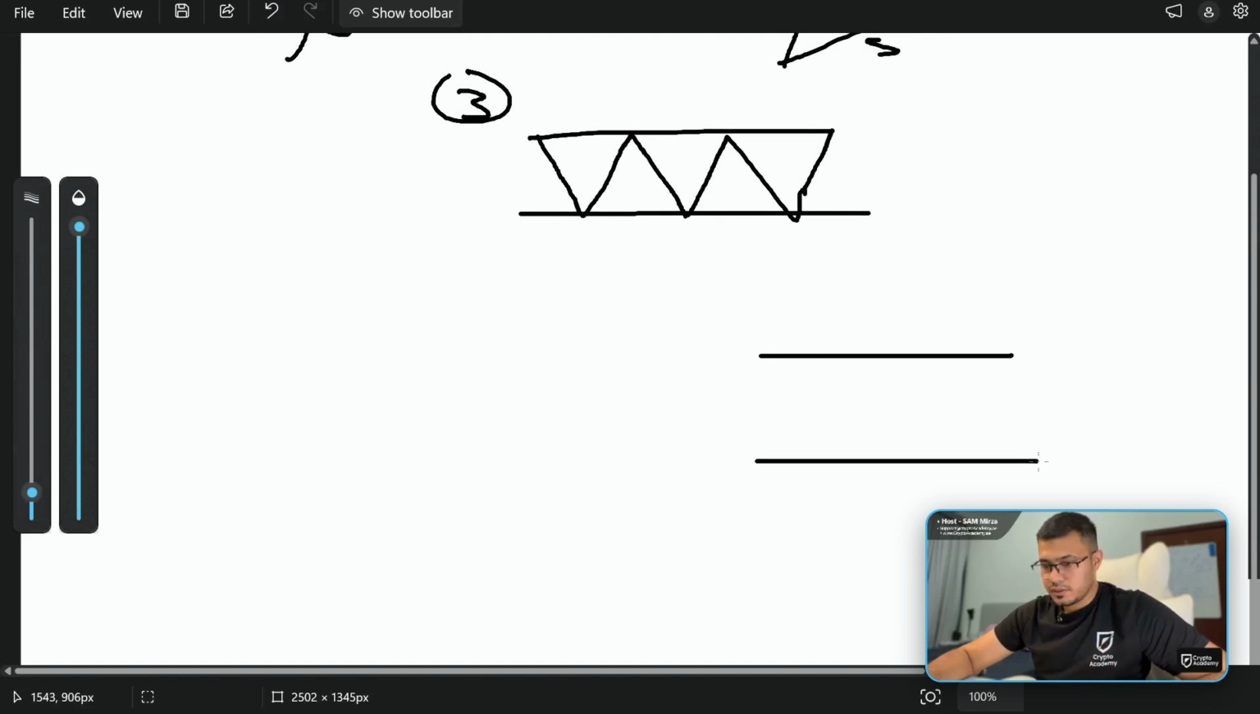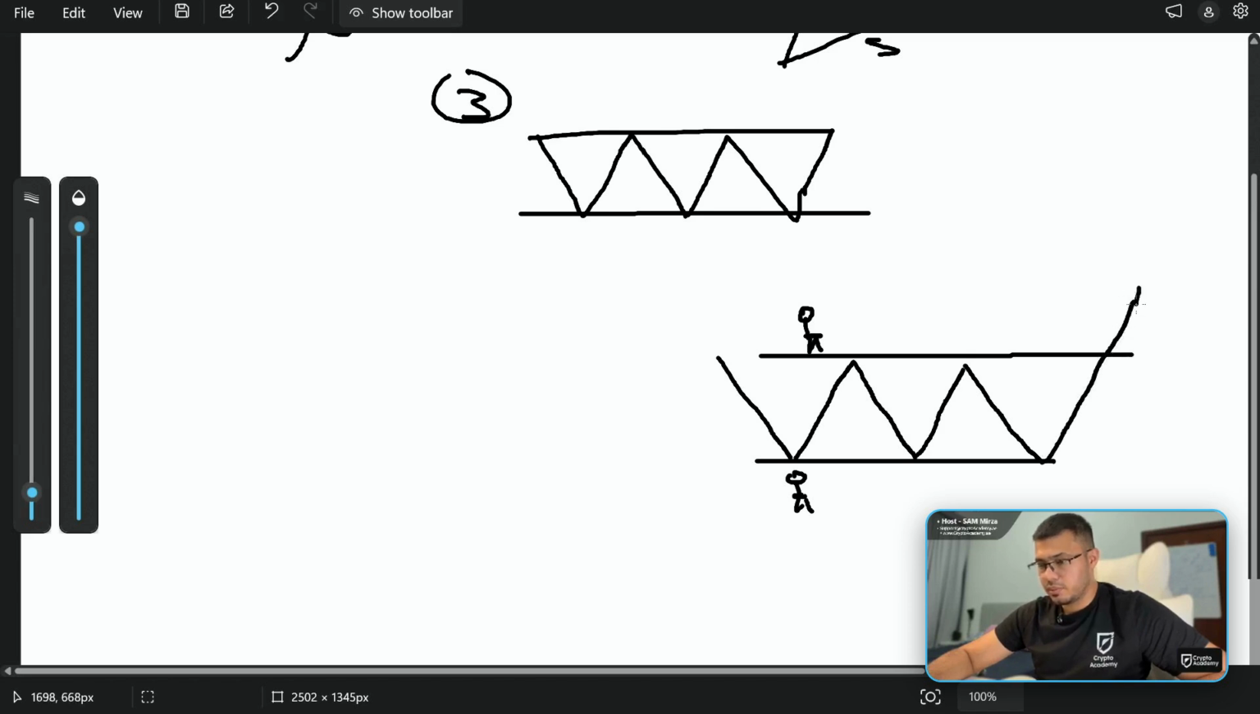Let's say the market is moving in the sideways and everybody's happy. Buyers are happy, sellers are happy, and then you will see the market take a beautiful pump. Okay, the market takes a beautiful pump here.